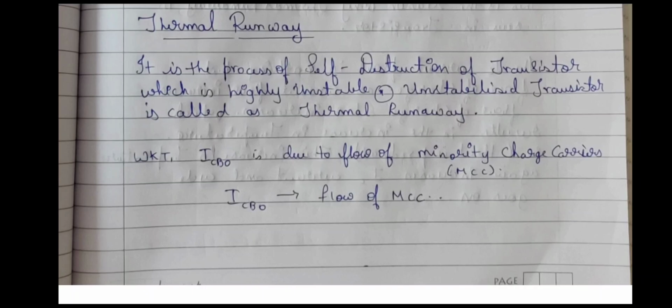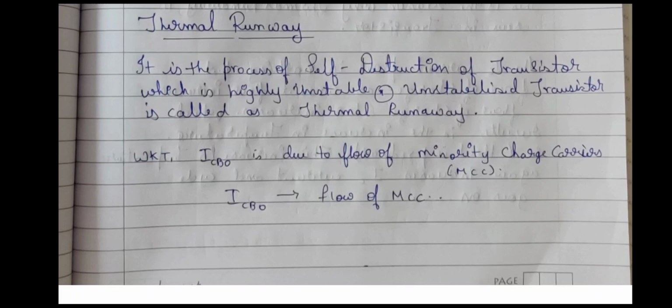And let us see why this thermal runaway occurs, and how to reduce it. Let us consider ICBO, the current due to the flow of minority charge carriers, which is also related to the leakage current. That isn't really the topic of thermal runaway, but ICBO is the current produced due to the flow of minority charge carriers.